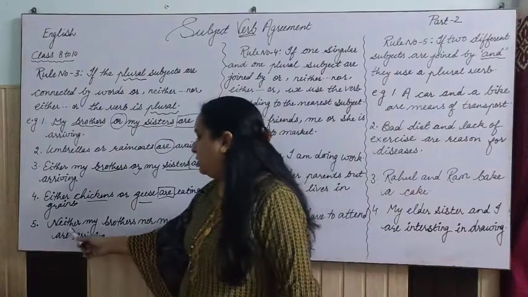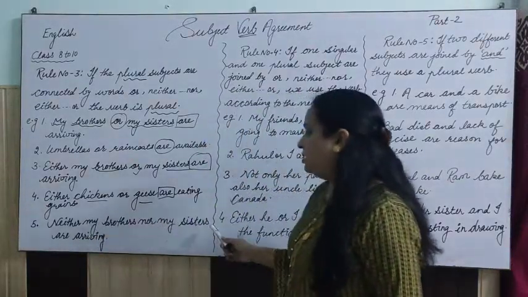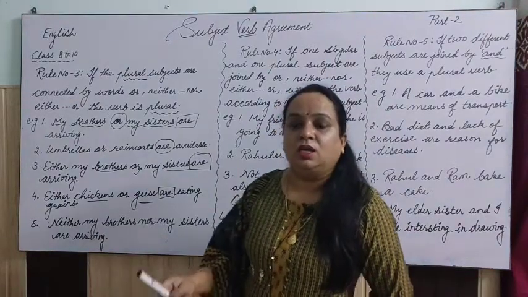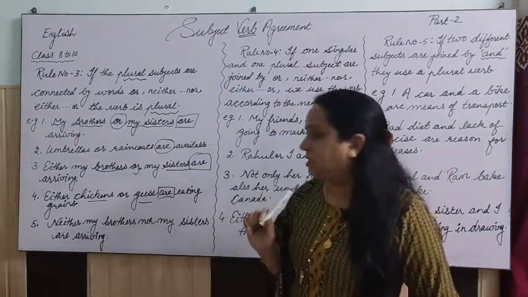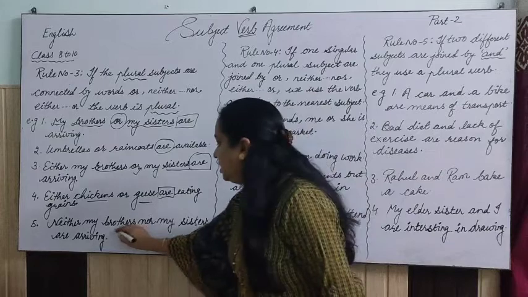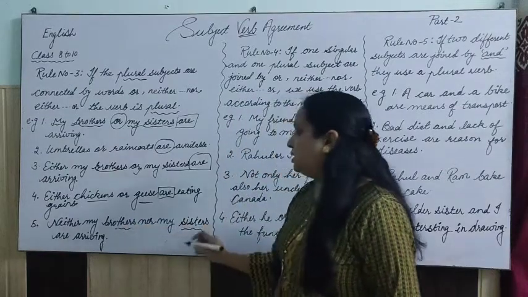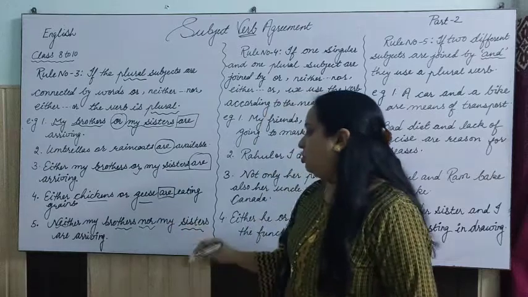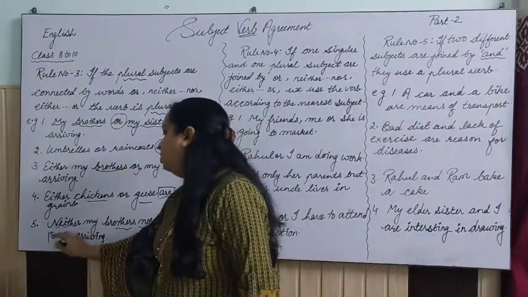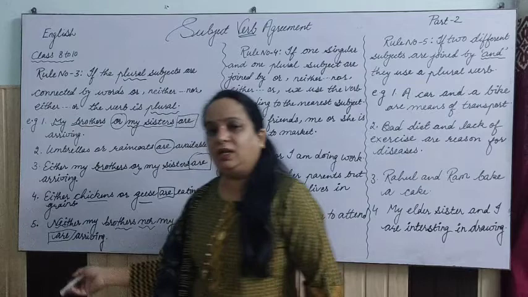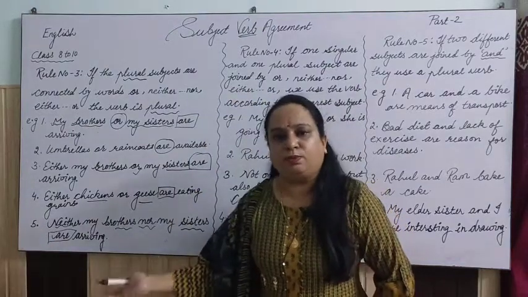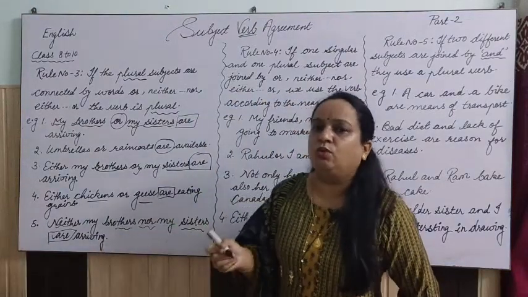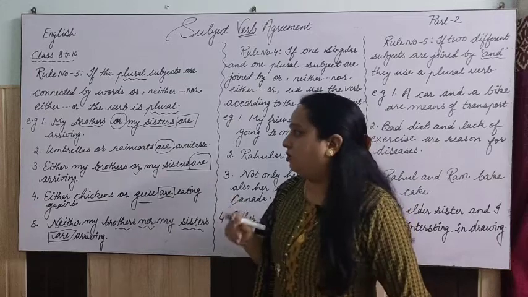Last example of this: neither my brothers nor my sisters are arriving. Here it is brothers, here it is sisters, attached with neither and nor. Then we have to apply are, meaning plural in present form, right? That is what we are doing. If it is past, then we have to change the verb accordingly, okay?